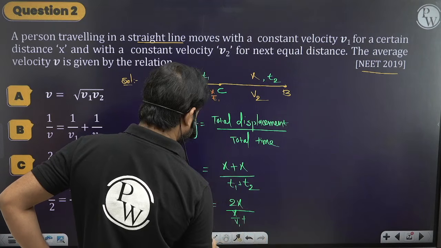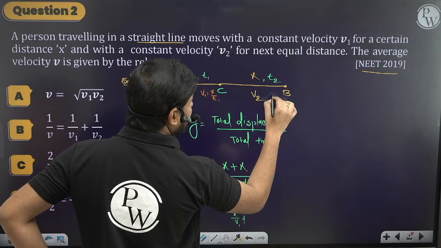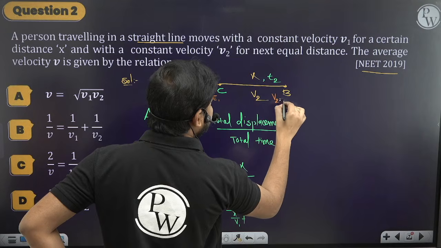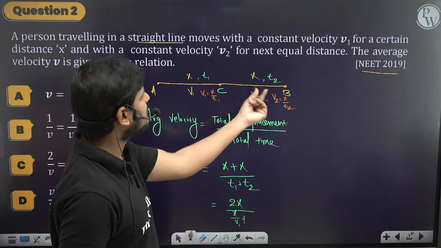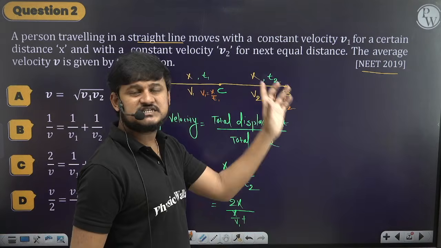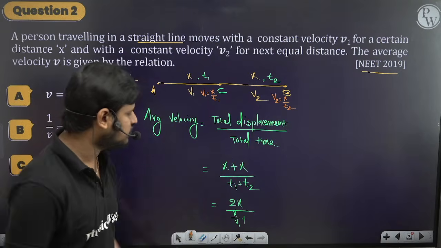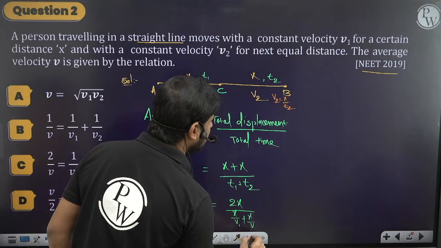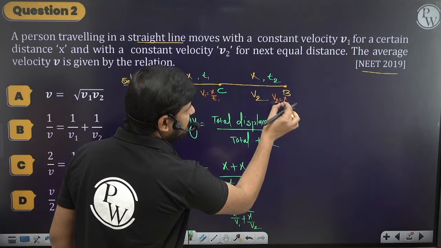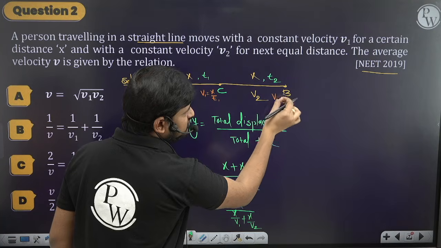Similarly, v2 is equal to x by t2, the distance by time. Here C to B, the distance is x, time taken is t2. So therefore x by t2. So same thing I am writing here, x by v2. Where we need t2, right? So t2 is equal to x by v2.